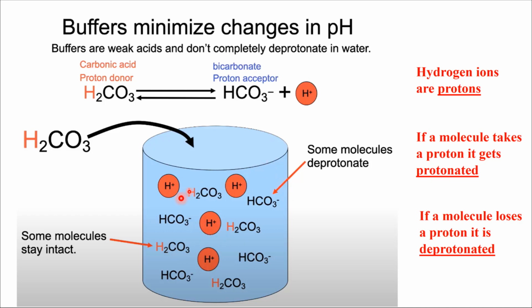So let's say you challenge this solution with hydrogen ions, meaning you're adding an acid. Well, this deprotonated form can bind those protons, and that would minimize the pH change. Let's say that you added a base to this solution. This intact form can donate a proton, release it into the solution, again minimizing pH change. So buffers minimize pH change by their ability to bind protons, protonate, and release protons, deprotonate, in a solution.